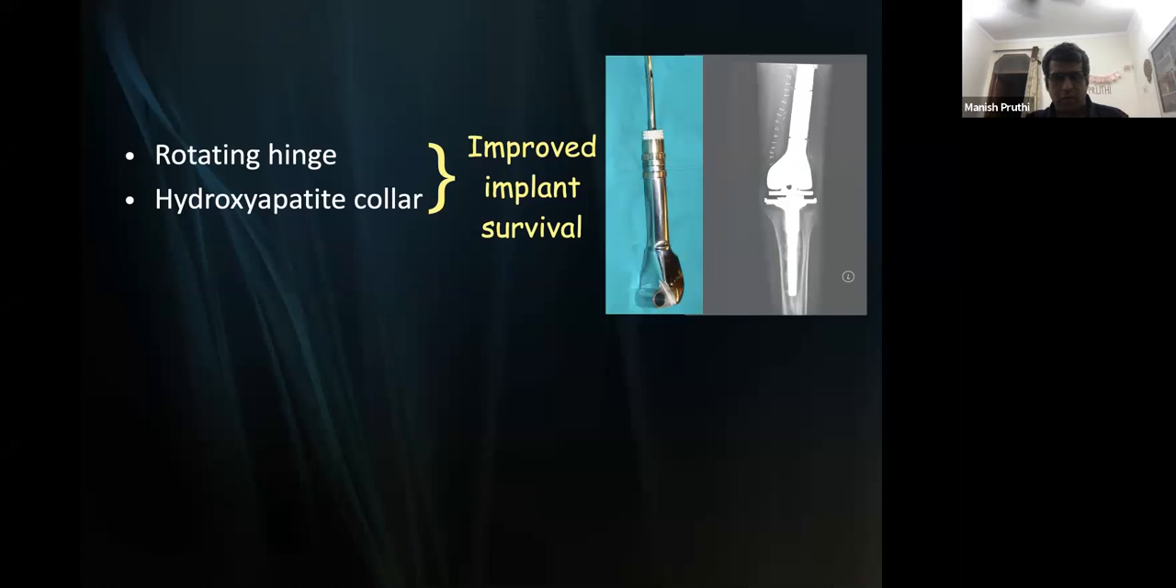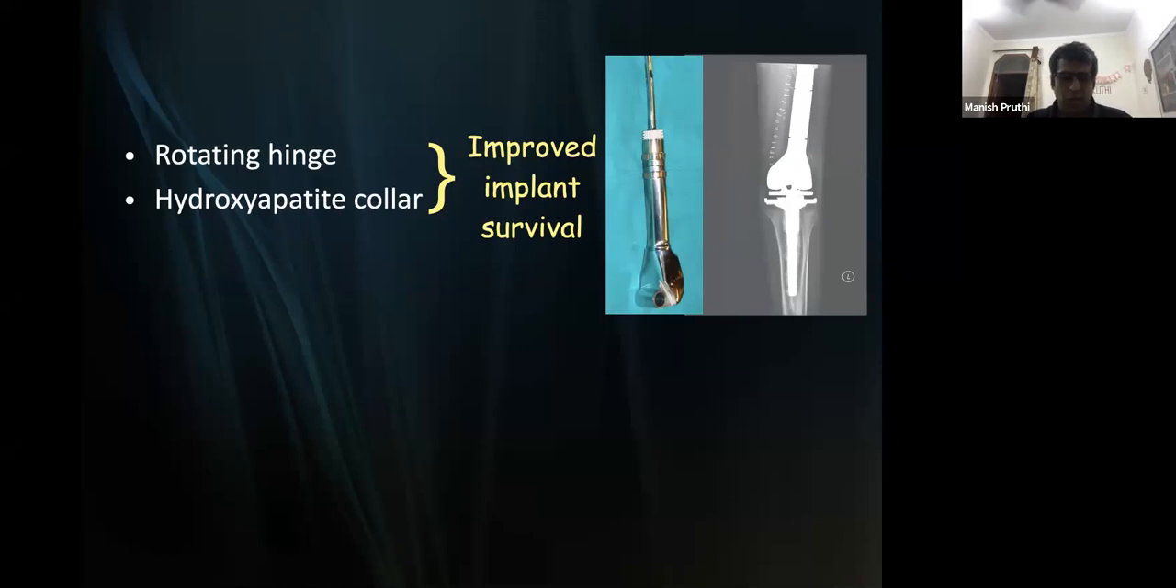So we have now better designs, which is a rotating platform. As you can see in the picture on your right, the X-ray picture, there is a small disc in between the upper and the lower part of a prosthesis, which is a rotating platform. So this functions like a normal knee joint, and the implant survival is improved. And now most of the imported mega prosthesis that we get is a rotating platform, although the Indian prosthesis that we are still getting is a fixed hinge design.